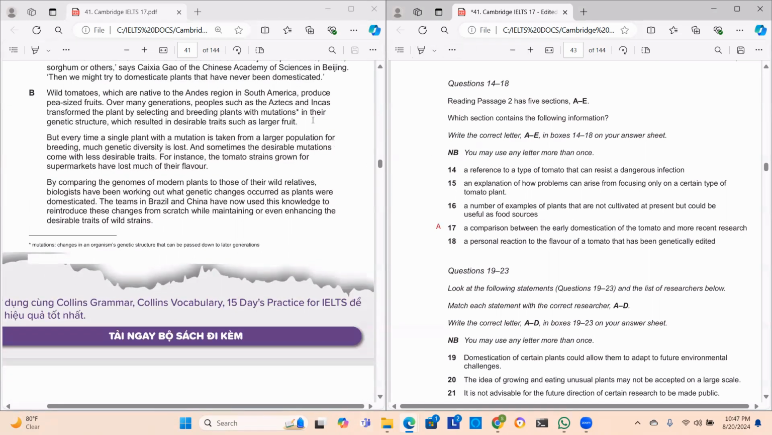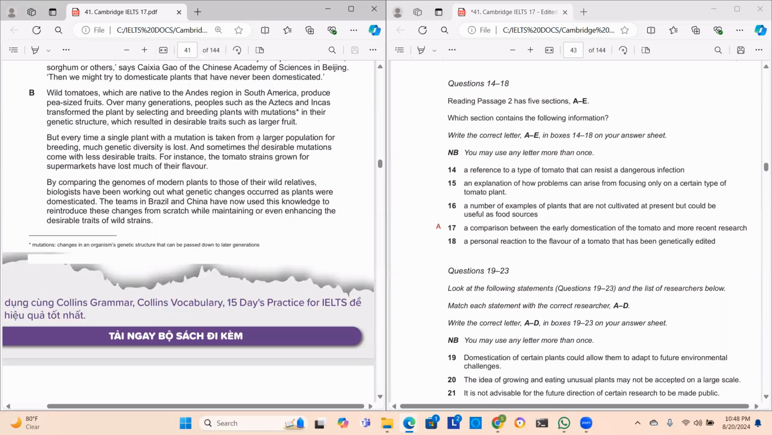The wild tomatoes, which are native to the Andes region in South America, produce pea-sized fruits. Over many generations, people such as the Aztec and Incas transformed the plant by selecting and breeding plants with mutations in their genetic structure, which resulted in desirable traits such as a larger fruit. But every time a single plant with a mutation is taken from a larger population for breeding, much genetic diversity is lost.